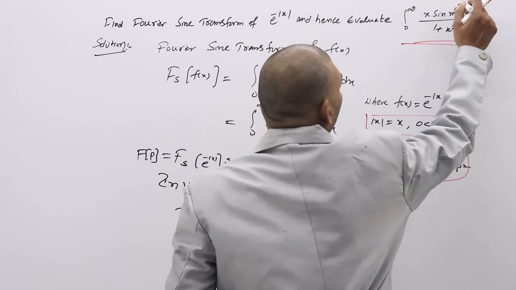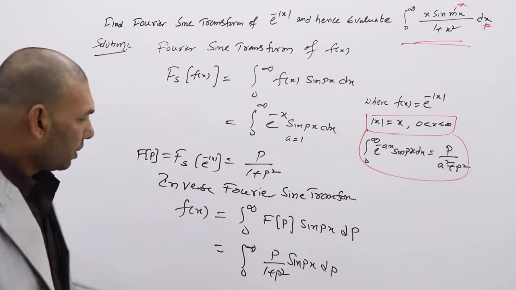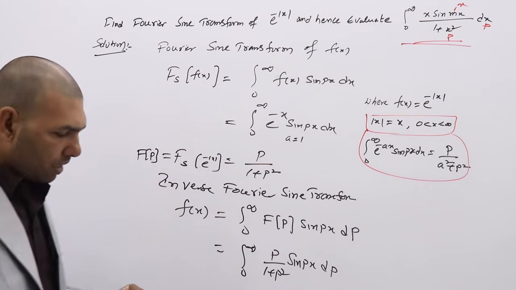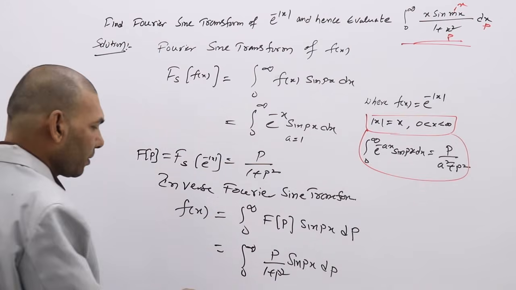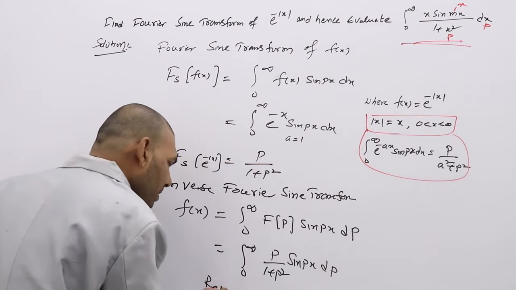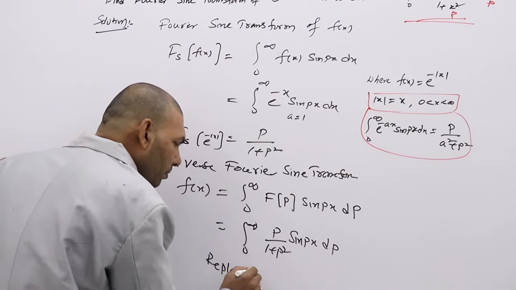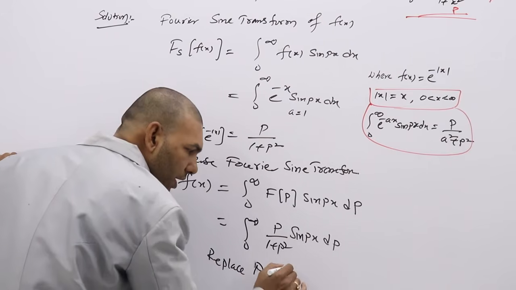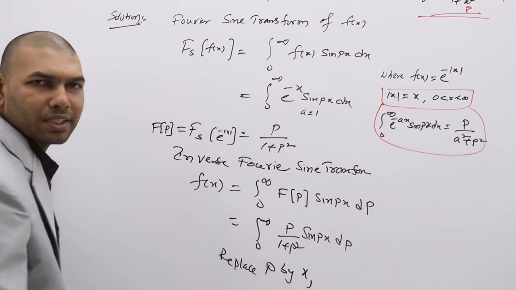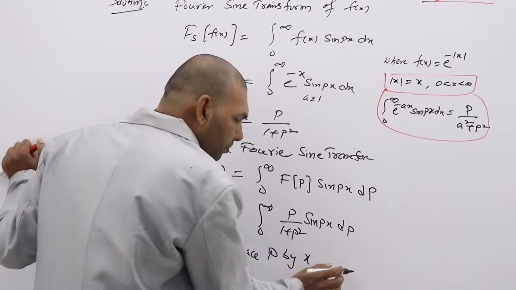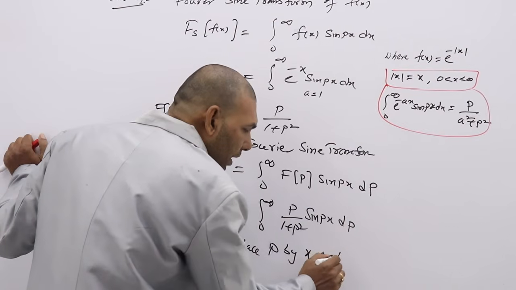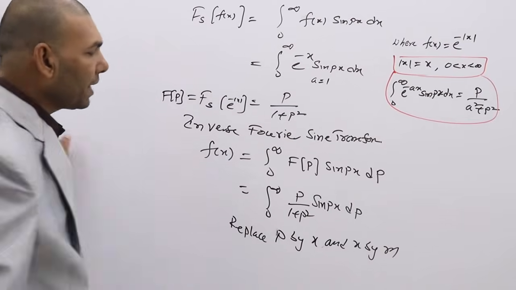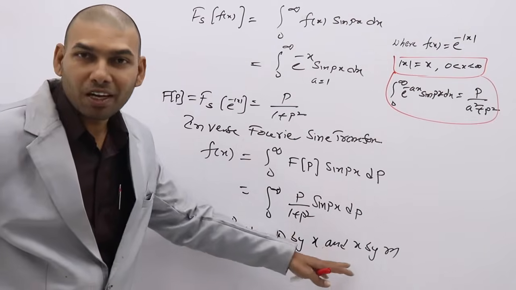Here we have m. In the place of p we have x, and in the place of x, m. What I am saying is, replace p by x wherever you have p, and replace x by m. Write x in the place of p and m in the place of x.